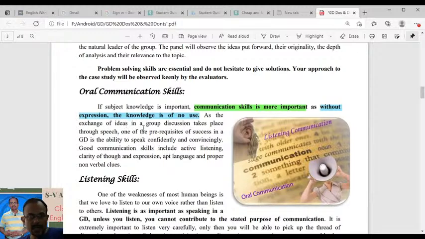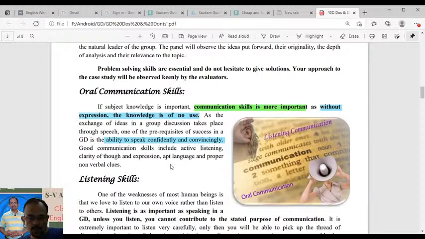As the exchange of ideas in a group discussion takes place through speech, one of the prerequisites for success in a GD is the ability to speak confidently and convincingly. You have to be able to speak confidently and convincingly. That is one of the very important criteria of communication skills. Good communication skills include active listening, clarity of thought and expression, apt language, and proper non-verbal clues.